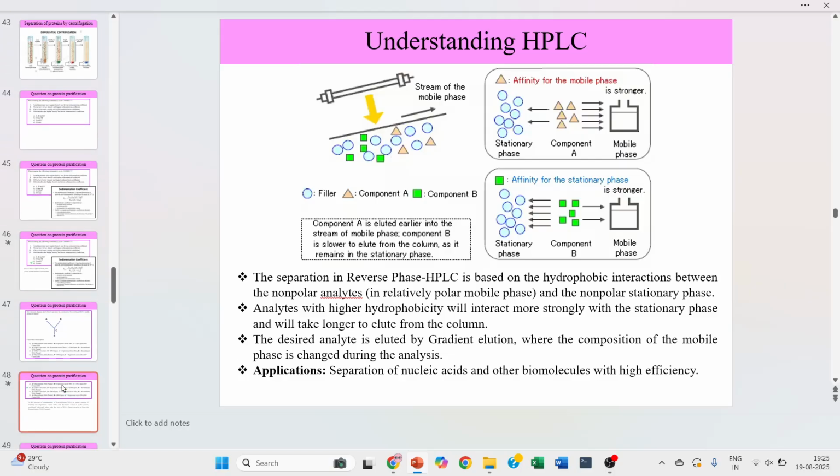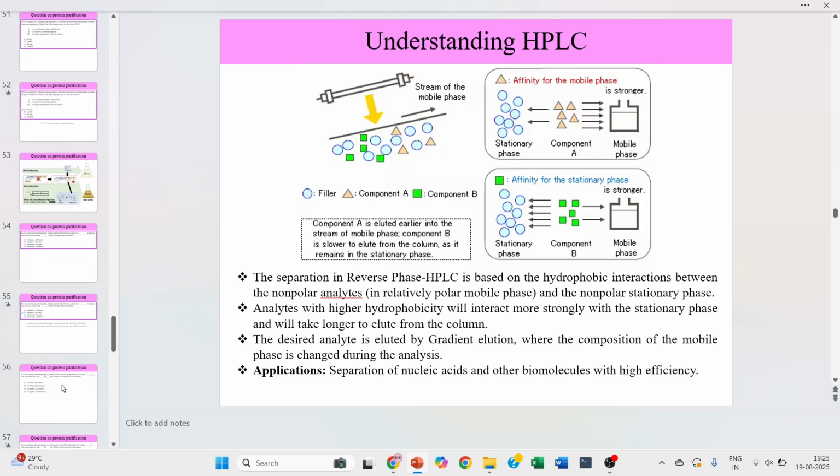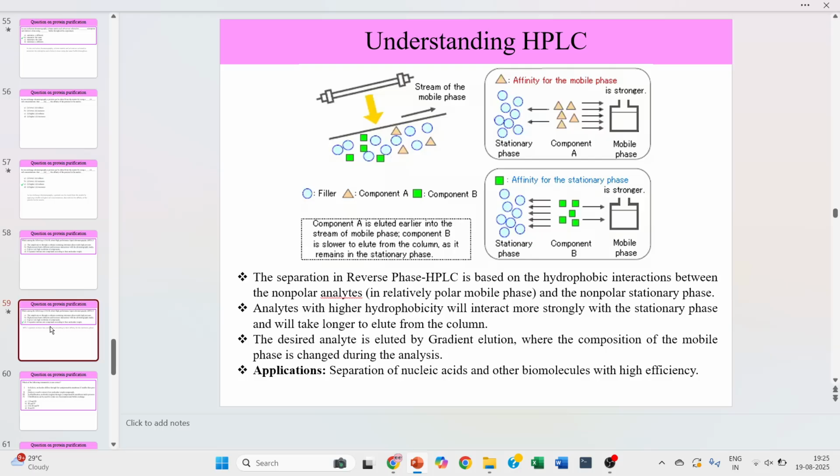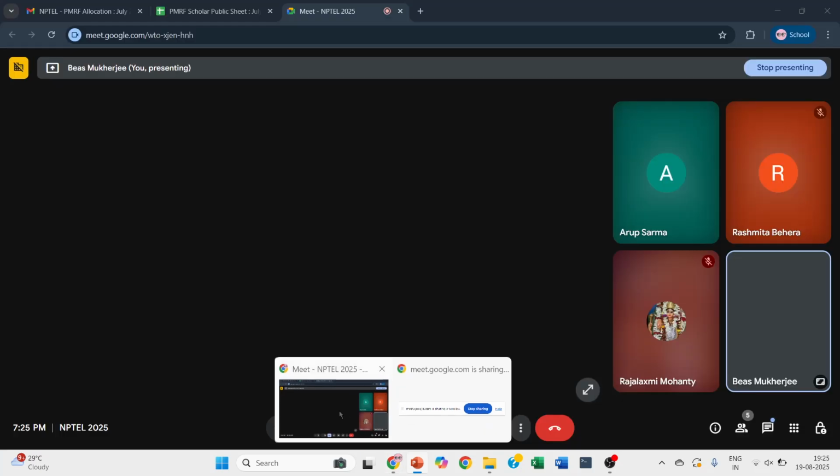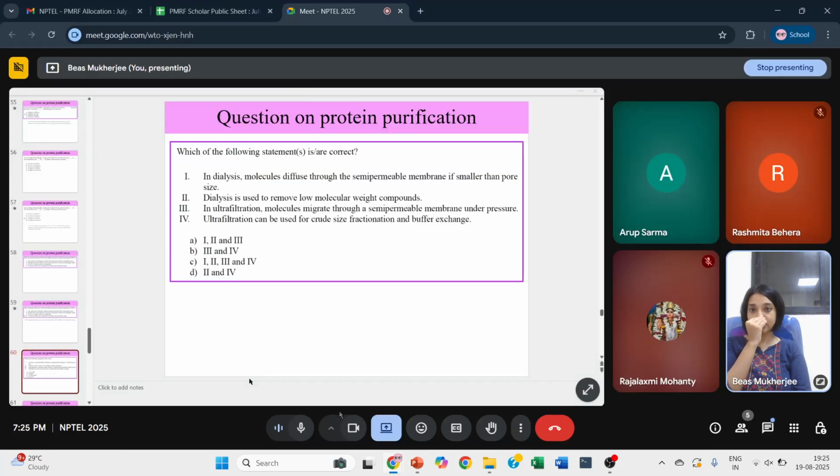Okay, now we'll go to the next one. Okay, so we'll go on to the next question. So next question says, which of the following statements is or are correct? In dialysis, molecules diffuse through the, so what is dialysis? I did not talk about dialysis, did I?